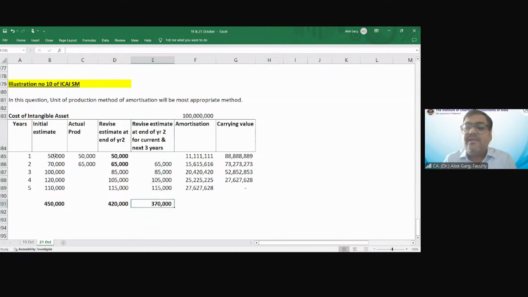Okay. So what is the amortization? What will the first amortization be? The total cost is how much?